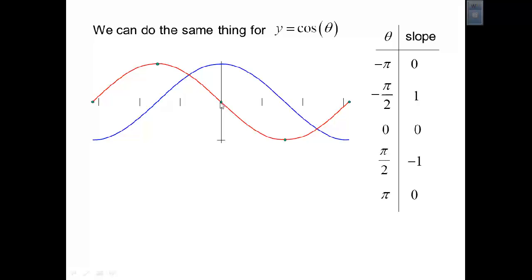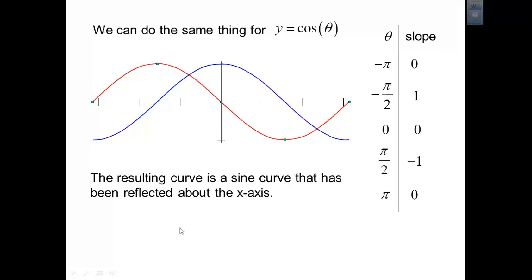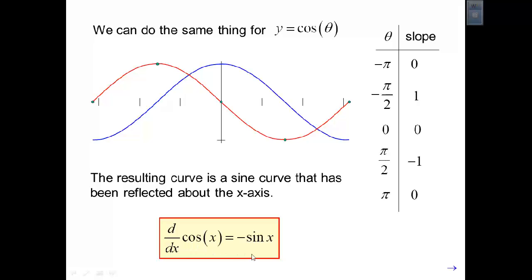If you remember, sine would start at 0 and it would go up and come back down and go through the cycle. And over here it would go down and come back up. So all that's happened here is this thing has flipped across the x-axis. Well, what's going to flip all your y values across the x-axis to the other side of the x-axis? Well, that's just throwing a negative in front of it. So the resulting curve is a sine curve that's been reflected about the x-axis, so the derivative of cosine x is just negative sine x.